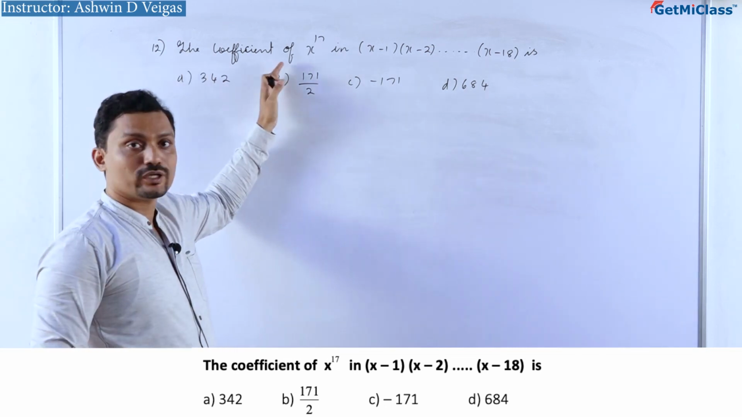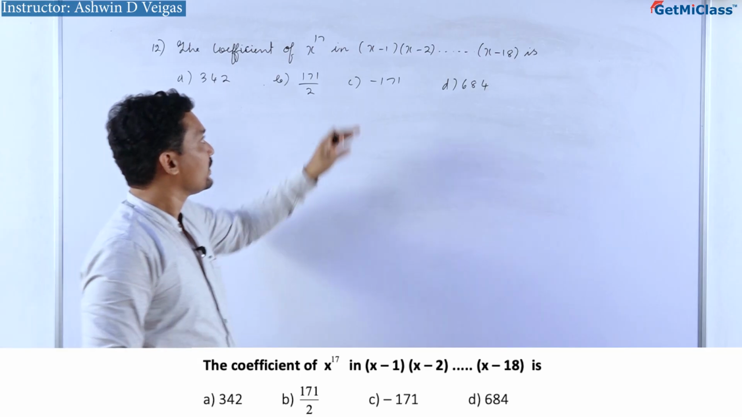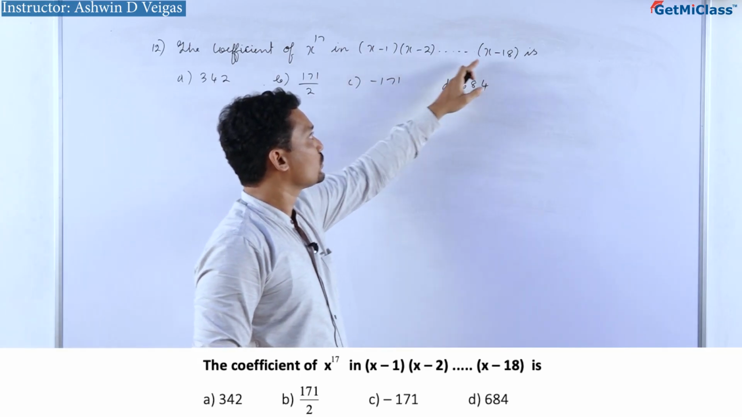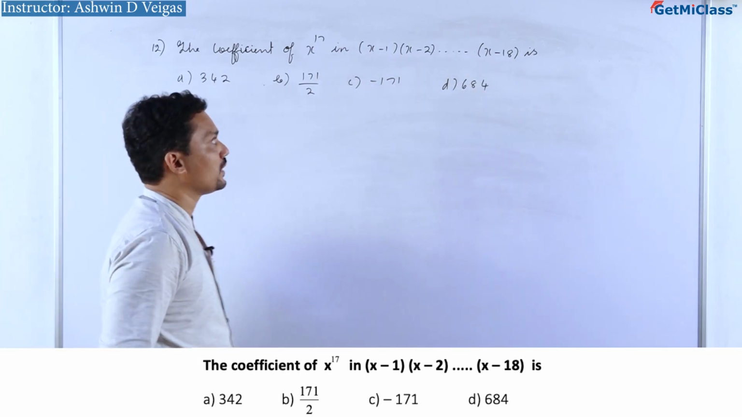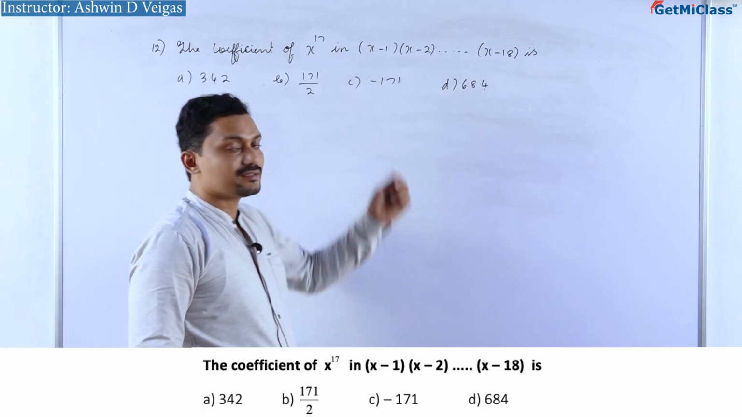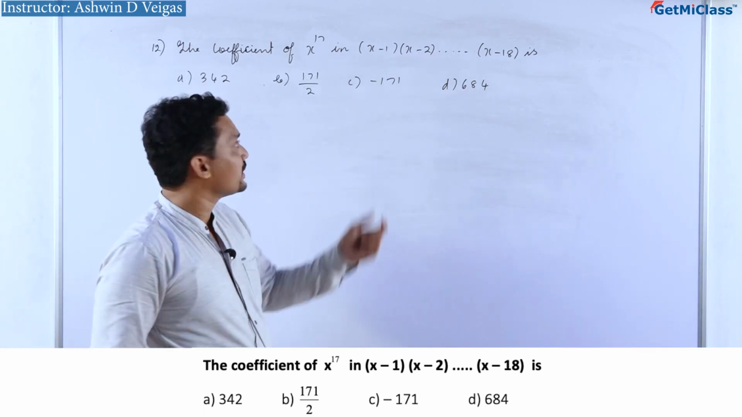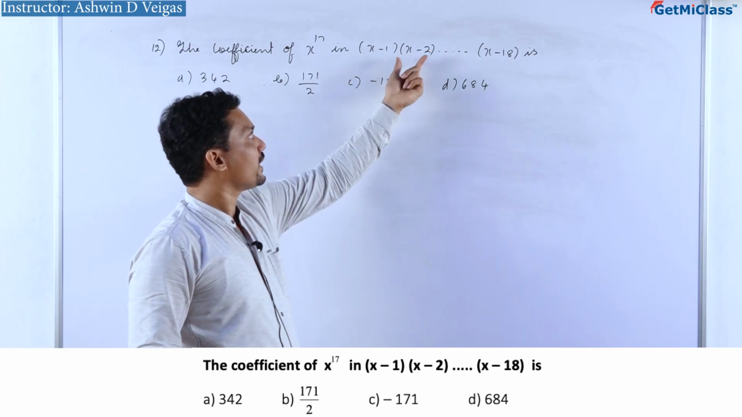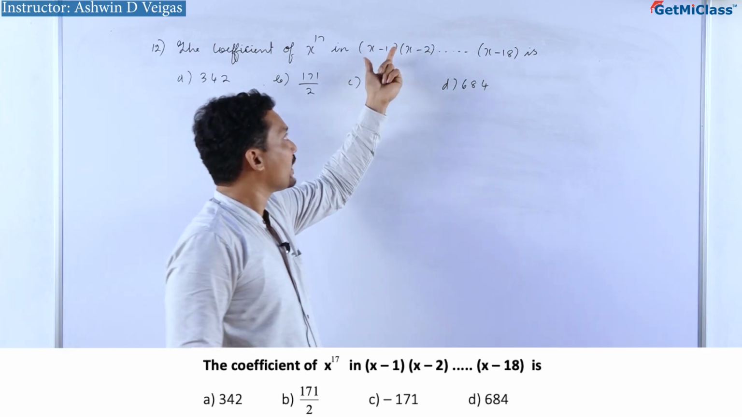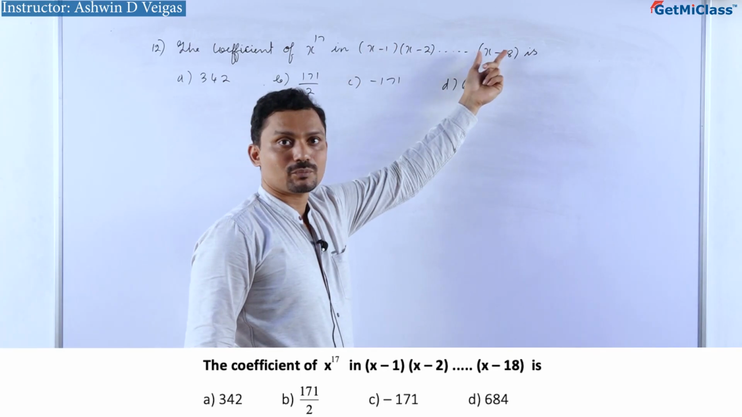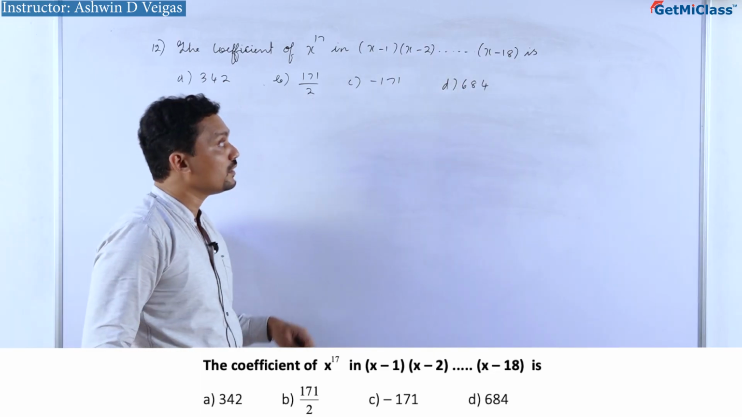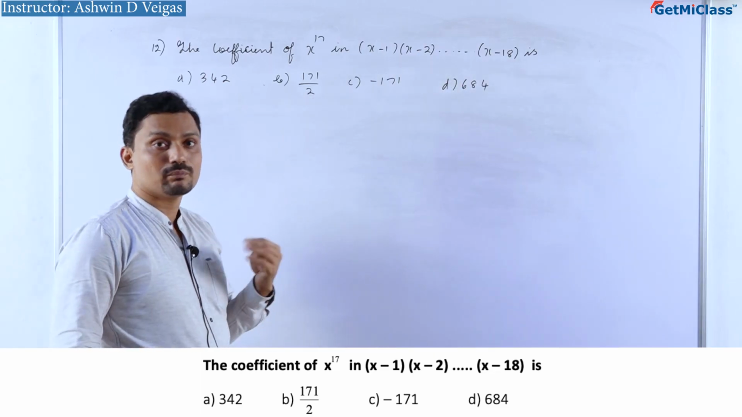12th question, the coefficient of x power 17 in x minus 1, x minus 2, etc., x minus 18. Now, if you look at this carefully, there are 18 terms here. X minus 1 is the first term, x minus 2 is the second term, like that x minus 3, x minus 4 up to x minus 18, it is multiplied. Now, for this we will observe one very simple concept.